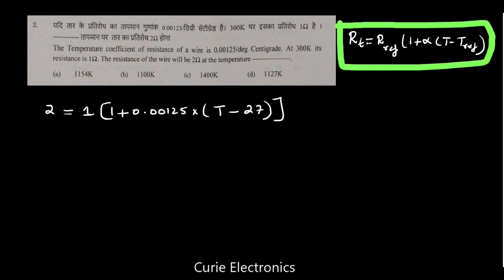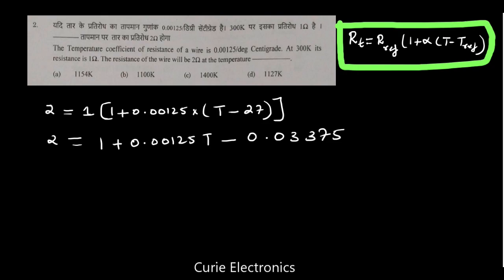Now we have to simplify. So 2 equals, if you multiply the entire square bracket by 1, we are going to get 1 plus 0.00125 times T minus 27. If you multiply that, we will get 0.03375. We can multiply easily, okay? Just to save time, I am writing it like this directly.